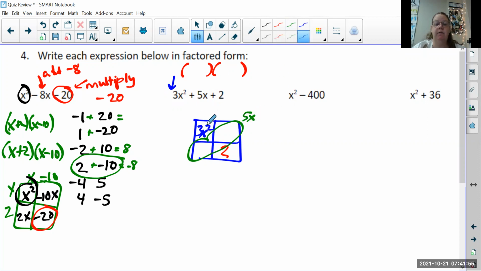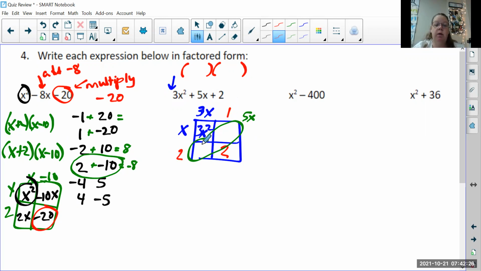So I'm multiplying to fill this in, and the only way to get 3x squared is to do x times 3x. That's the only way. So I know that I can start with that. Sometimes there's more than one option, but for 3x squared, the only way you can multiply and get 3x squared is x times 3x. Then for 2, I need to multiply 1 and 2. That's my only option, but I need to figure out where to put it. If I put a 1 here and a 2 here, or the other way around. So you can think about it and use logic, or you can just plug in and see if it works.